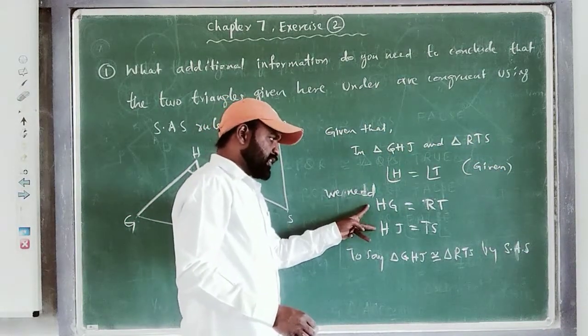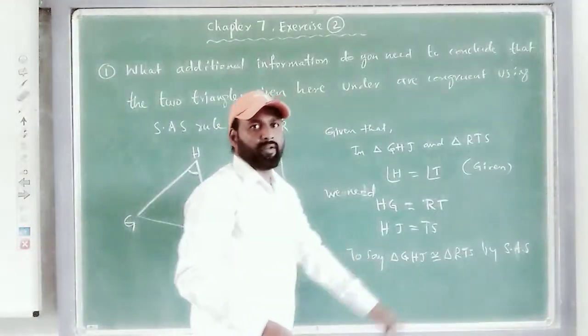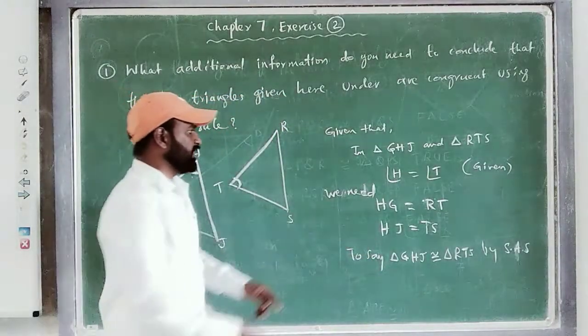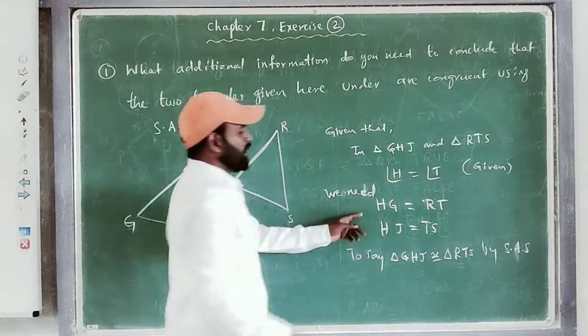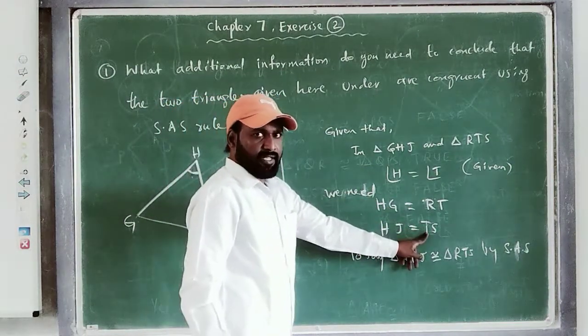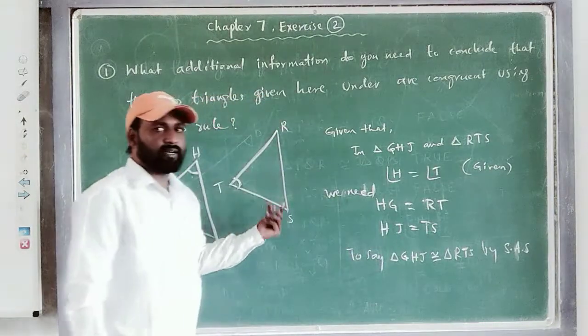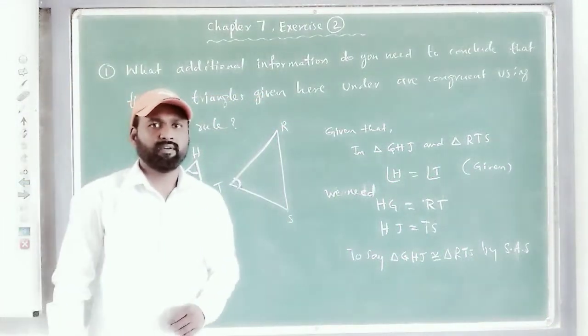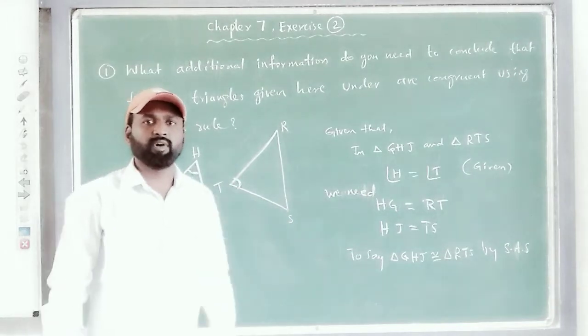We need this information actually. Without this information, we cannot say these two triangles are congruent. So this is the extra information we need. We need HG is equal to RT, HJ is equal to TS. Then only we can say these two triangles are congruent by the rule SAS. Hope you all understood this question. Let's move on to the second question.